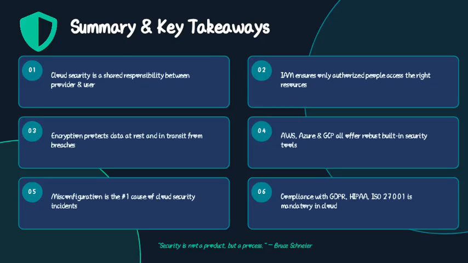To summarize, cloud security is a shared responsibility. IAM controls access. Encryption protects data. All three major cloud providers have strong security tools. Misconfiguration is the top threat, and compliance is mandatory. Remember, security is not a product, but a process.